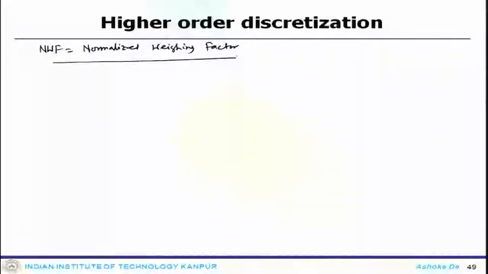Now what we are going to discuss in this particular lecture is the NWF, the normalized weighting factor. We have seen the issues with the DWF, so now we will similarly formulate the NWF, and this one tries to address some of the issues of the DWF method, so that we can have a better framework.